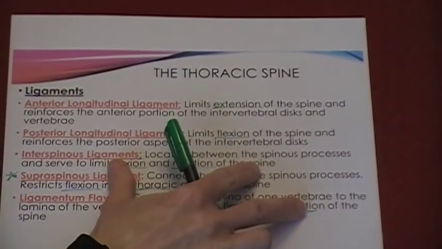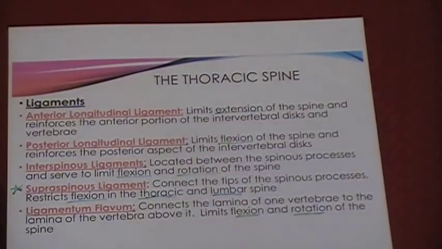So the ligaments of the thoracic spine are similar to what we saw in the cervical spine. So you have the anterior longitudinal ligament that's going to limit extension of the spine and reinforces the anterior portion of the intervertebral discs in the vertebrae. The posterior longitudinal ligament is going to limit flexion of the spine. The interspinous ligaments are going to be between the spinous processes, and they're going to limit flexion and rotation of the thoracic spine. And then the supraspinous ligament is one that we didn't see in the cervical area.